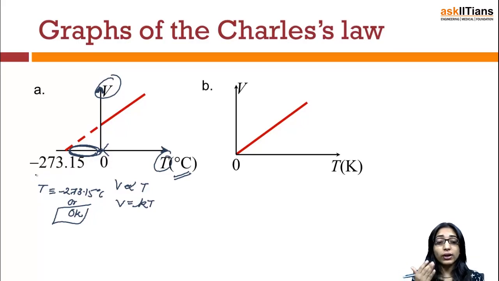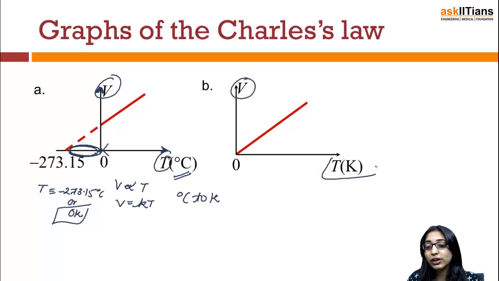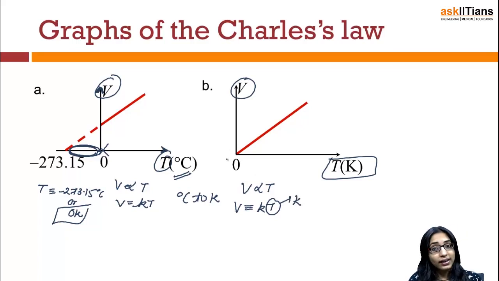Whereas if I ask you to convert the temperature from degrees Celsius to Kelvin, the graph between volume and temperature in Kelvin is again a straight line. Here in this case, volume is directly proportional to temperature in Kelvin. And if this graph is drawn between volume and temperature in Kelvin, it will be found to be a straight line which passes through the origin and has zero intercept.